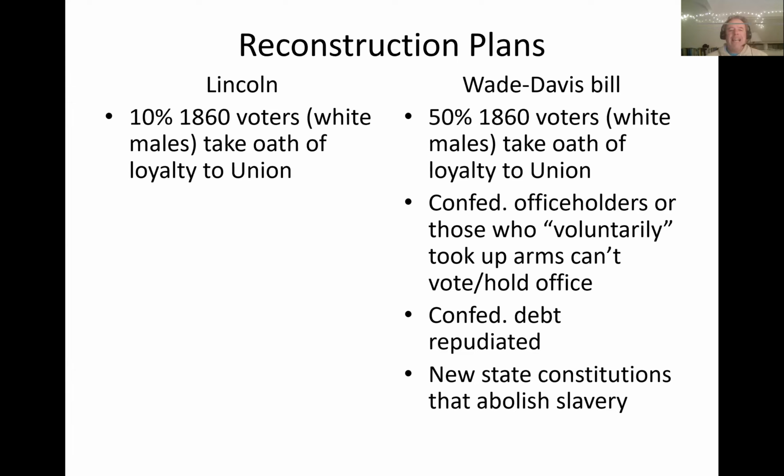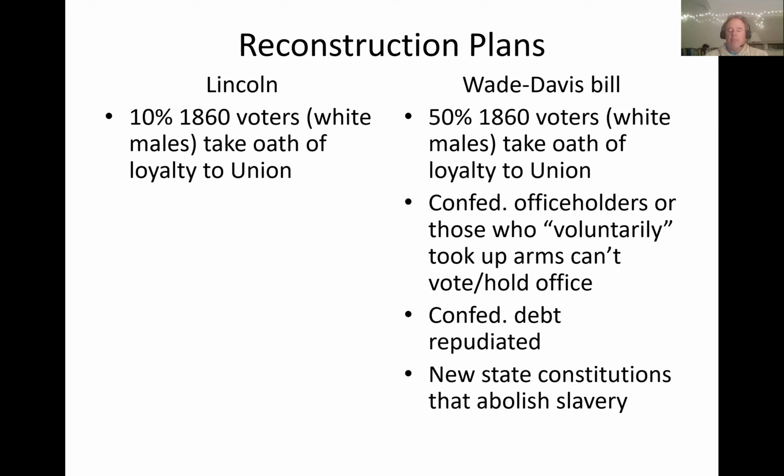But beyond that, only 10% of people who voted in 1860 need to take an oath of loyalty to the Union. If you remember one of the earlier snippets that I showed, in many of these southern states, there were already more than 10% who were loyal to the Union in 1860, 61, when the secession votes were taken. And so this wasn't a particularly demanding threshold.